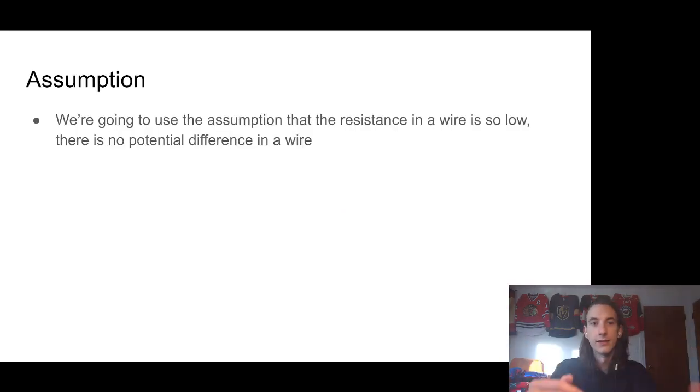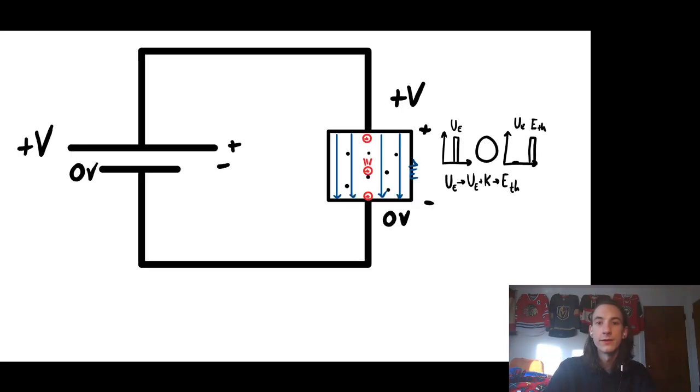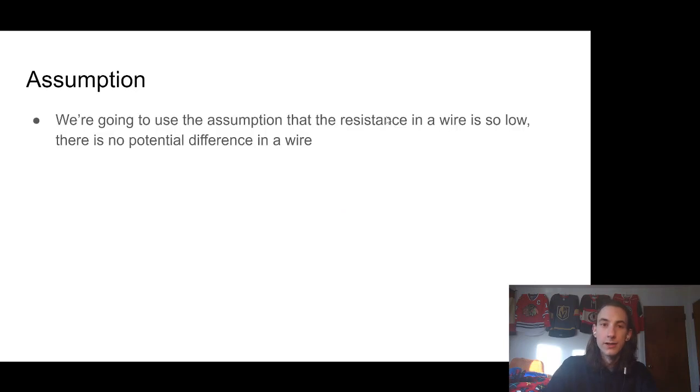Okay, and then, like I said before, we're going to have this assumption that the resistance in a wire is so low that there's no potential difference. So the potential from here, we can think about this wire as not even existing. It's just kind of a way for us to move the charge from one to the other.